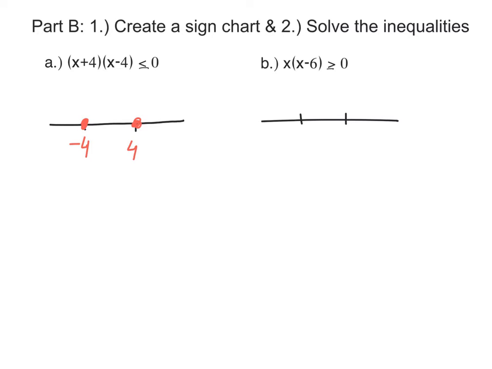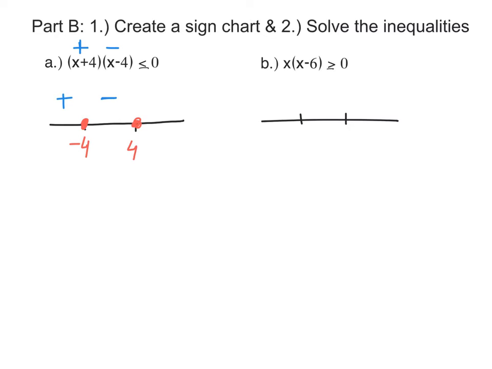Negative a billion plus 4 is negative. And negative a billion minus 4, that's also negative. So I'm going to take a negative number and multiply it by a negative number, meaning that the result will be positive. Then I go ahead and pick a number that's in between, like 0. 0 plus 4 is positive. 0 minus 4 is negative. A positive times a negative is going to be negative.